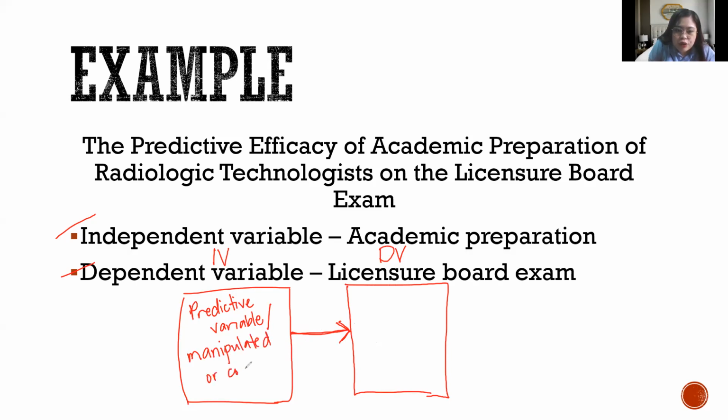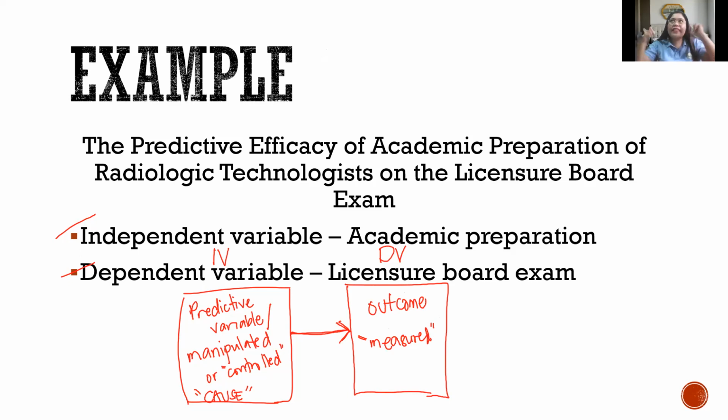Manipulated or controlled. So what you said is correct. Yes, the independent can be the cause and the dependent variable can be the effect. That is why it is pointing to the dependent variable. So let's use the word cause here. And then the dependent variable is also known as the outcome variable, meaning this is the one being measured in the study.